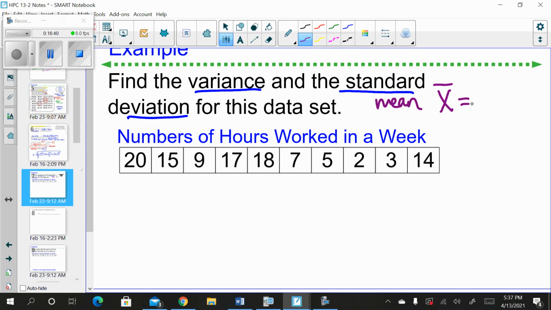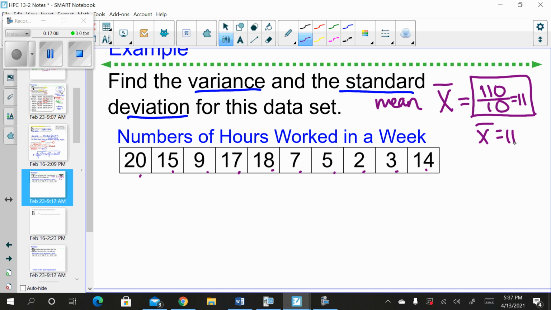So can you go ahead and pause the video? Can you total up all of these scores, divide by how many scores you have, and calculate your mean, your average? Hopefully when you added that all up, you were able to get our average, which I believe was 110 total divided by 10. So the mean would be 11. The average of this data set is 11 hours per week that people worked.